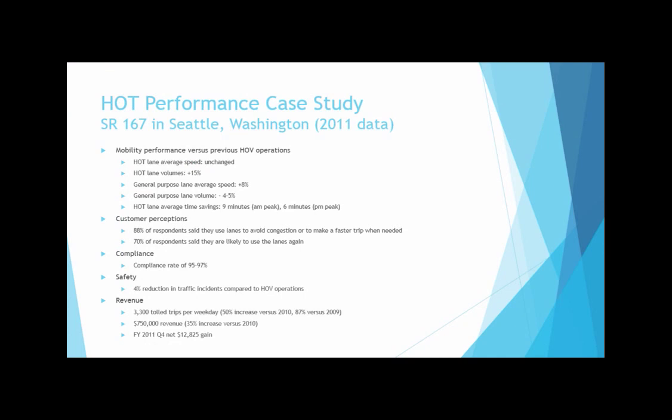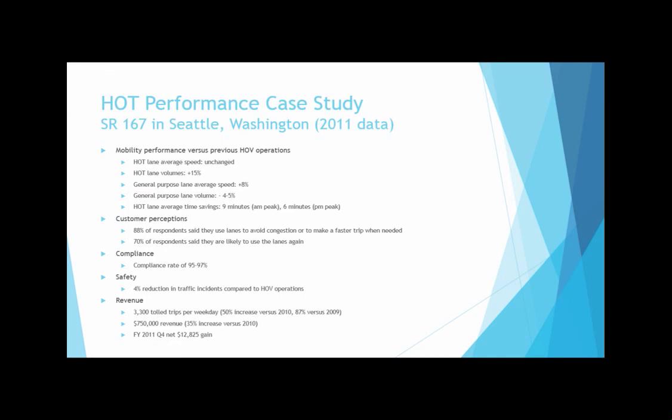The average lane speeds were compared to the previous operations, which were HOV operations. The average lane speed was unchanged at around the speed limit. The volumes had increased by 15%. The general purpose lanes adjacent to the HOT facility had an average speed increase of 8%. The general purpose lane volume increased by about 4 to 5%, and the average time savings for the HOT customers were about 9 minutes during the morning peak period and 6 minutes during the PM peak period.